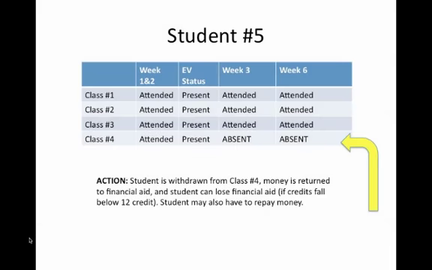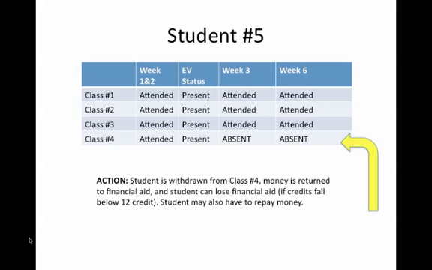Let's take a look at another scenario. A student who attended week 1 and 2 in all of the classes and was absent for week 3 in only one class, and then was absent again for that same class in week 6. Advisement will withdraw that student from the 4th class, the one they were absent from in week 3 progress report and in week 6 progress report.